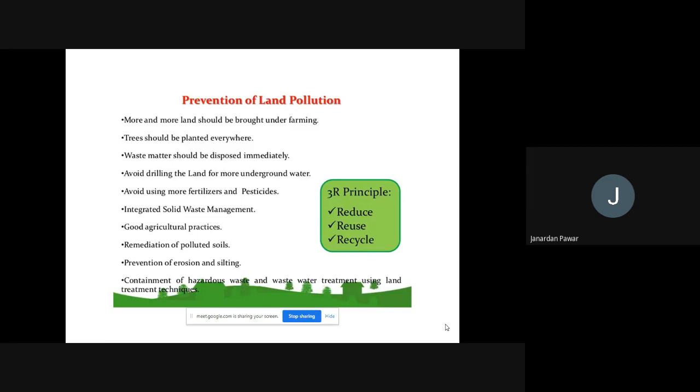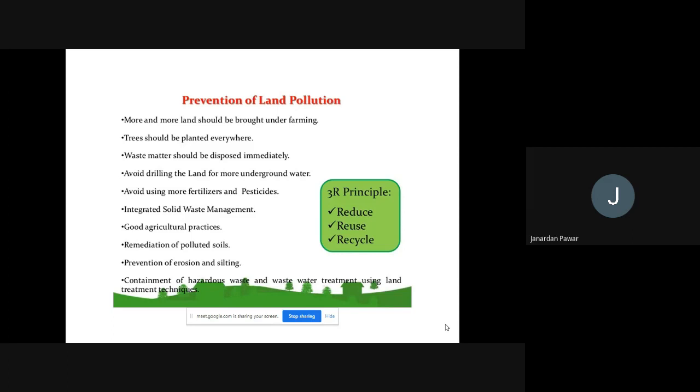Then avoid using more fertilizers and pesticides. As I told you, farmers are using fertilizers, pesticides and insecticides also, and that is adversely affecting the quality of the land and even the soil. So if we avoid, instead of saying stop, I can say avoid, using more fertilizers, so the use of fertilizer should be limited. And if we go for limited use of fertilizers and pesticides, then definitely it will protect the quality of the land and protect it from pollution also. Then integrated solid waste management: there should be a scheme, a policy which is called the integrated solid waste management policy, and that should be there with everyone. And if we apply this policy, then definitely we can prevent land from pollution.